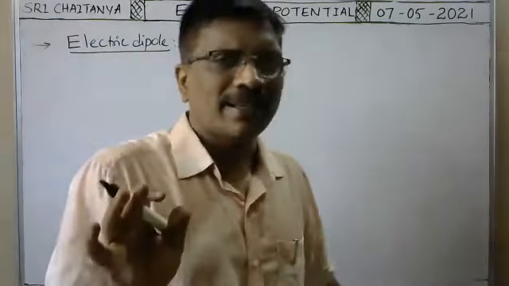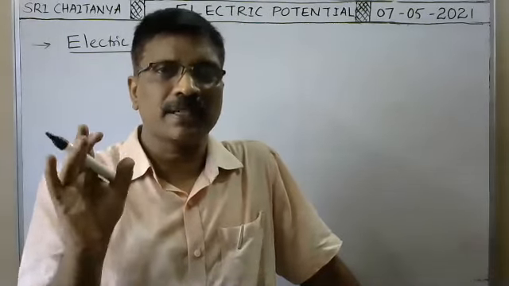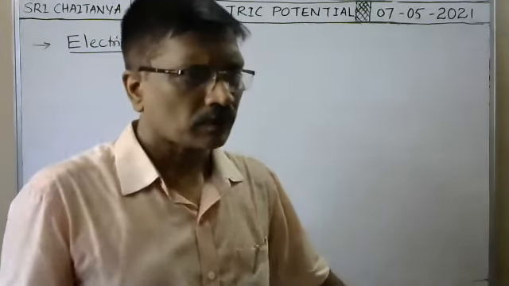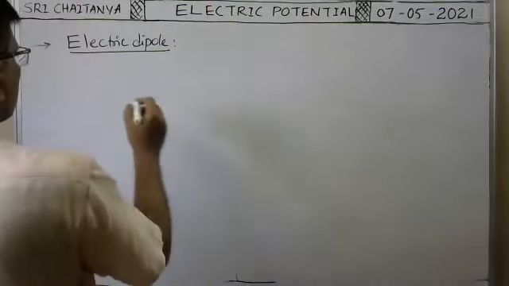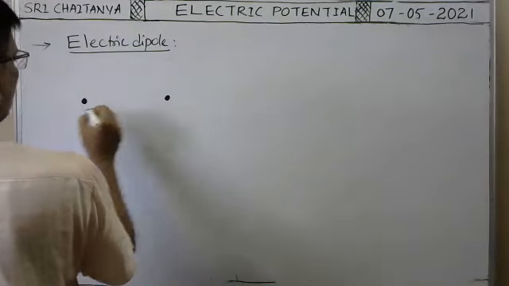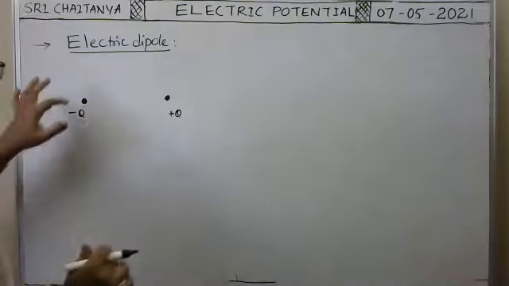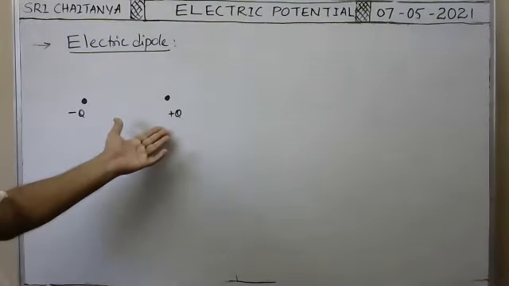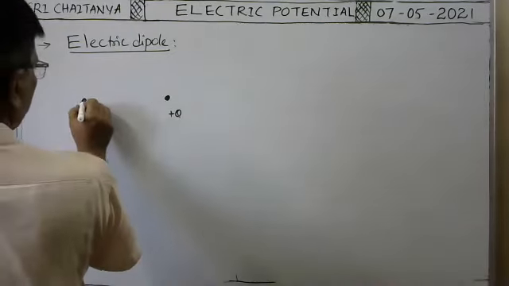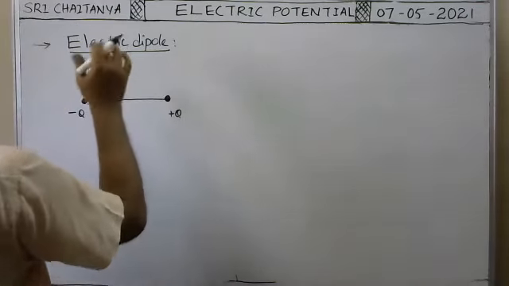When two equal and unlike charges are kept at certain separation, then the arrangement is called an electric dipole. Suppose this is minus q, this is plus q. These are two equal in magnitude and unlike charges, that means one is positive and one is negative. These two are separated by certain distance. Then this arrangement is called an electric dipole.